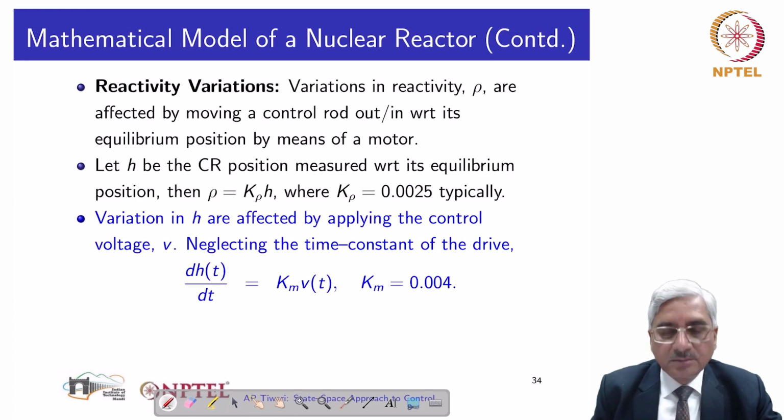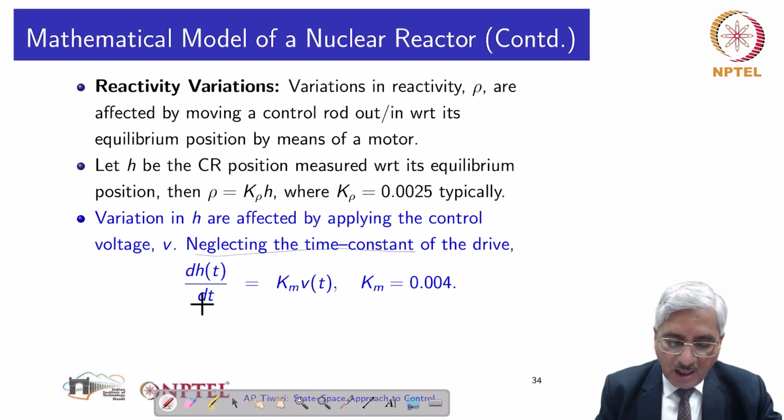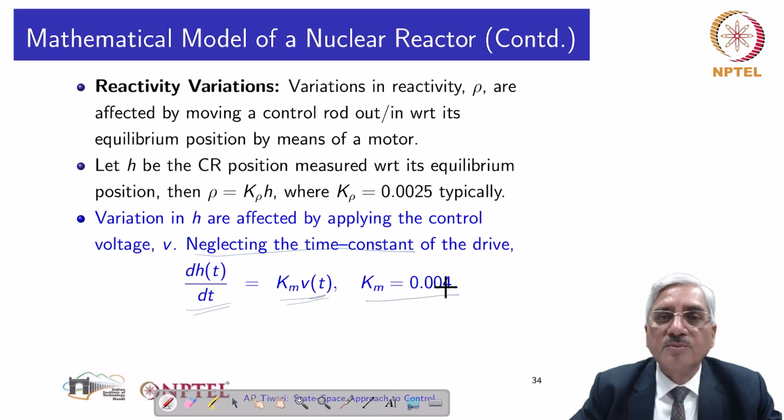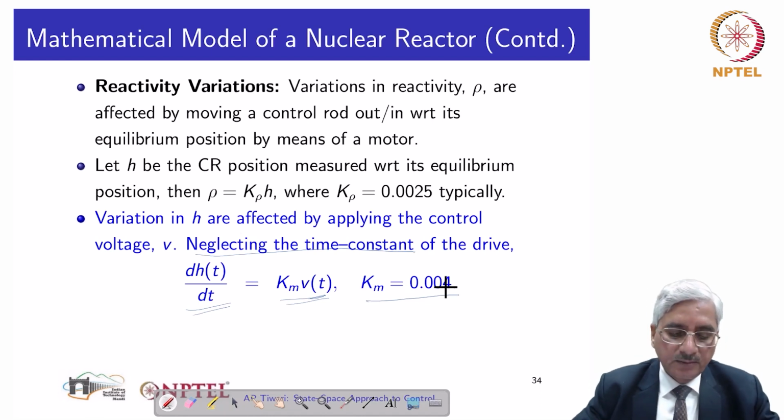Now this control rod is usually driven by a motor. It has its own time constant. However, we are ignoring the time constant of the motor, and so the speed of the control rod is directly proportional to the applied control voltage to the drive. dH by dt is Km times Vt, and Km is usually of the order of 0.004. So through that we account for reactivity variations.